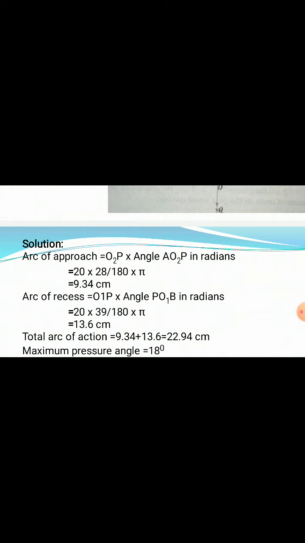Now we have to find another quantity. They ask to find the maximum velocity of sliding, and also the number of pairs of teeth in action. That we can find as the arc of action divided by circular pitch. We know these formulas. To find the number of pairs in action, we have to find the arc of action, or the total arc of contact. That is what we are interested in finding to get the number of pairs in action.